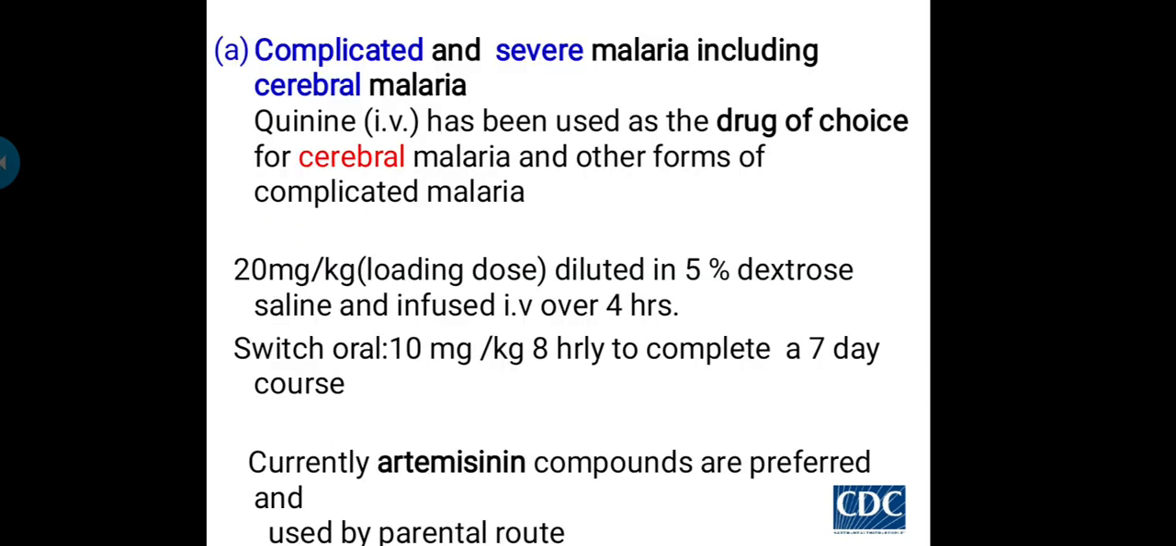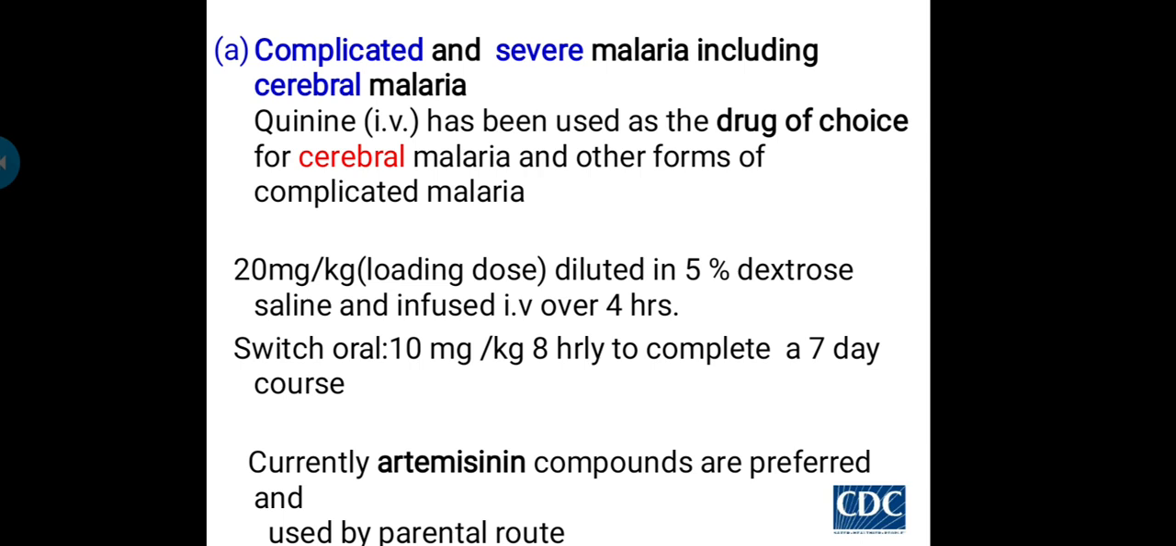But in complicated malaria, we can use quinine in the IV dose. So in oral dose, quinine is used as quinine sulfate salt, but in IV dose, we use the quinine dihydrochloride salt. It has been used as the drug of choice for the cerebral malaria and other forms of complicated malaria. Complicated malaria means there are multiple symptoms. I shall discuss in the next class.